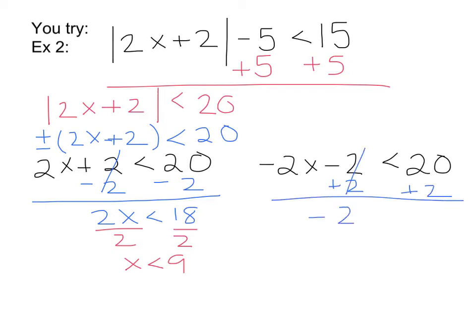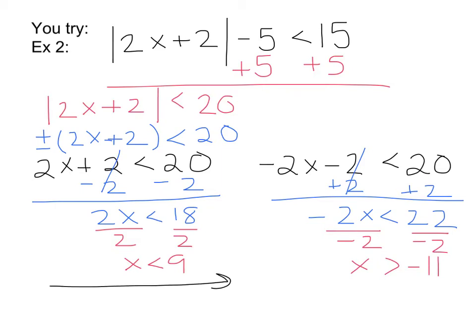So negative 2x is less than 22. And then I have to get rid of my negative 2. Again, since I'm dividing by a negative number, it needs to change the way our inequality is pointing. And I get negative 11. Let's draw a graph and write it in interval notation.